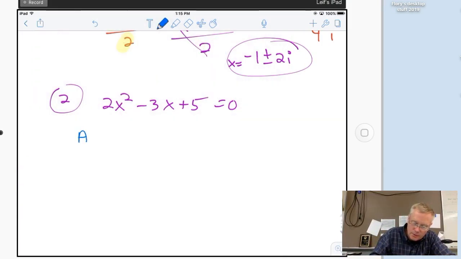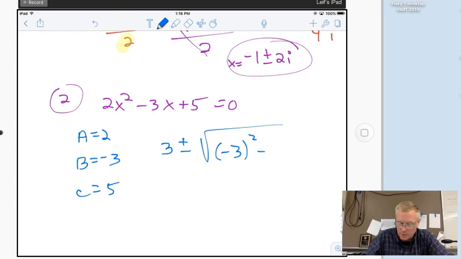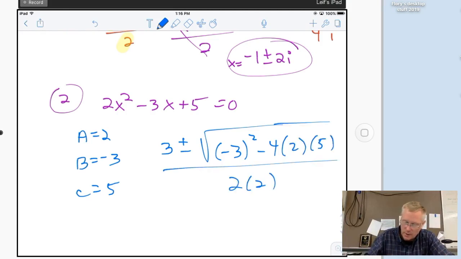Second one, same idea, just different numbers. A is 2, B is negative 3, C is 5. Plug those into the quadratic formula. When I plug in a negative number for negative b, it becomes positive 3. You would have had a double negative, which would have canceled out. So I get 3 plus or minus the square root of b squared, in parentheses. That front one's always positive once you're done squaring it, minus 4 times a times c, all over 2 times a.